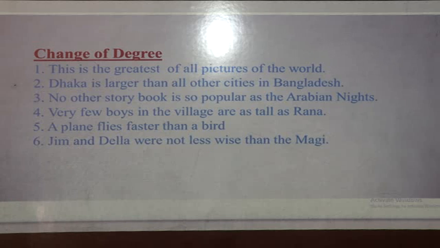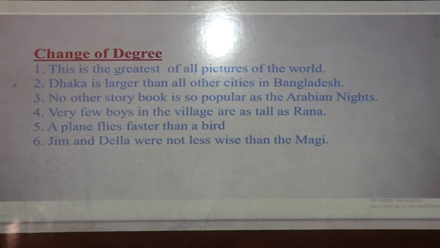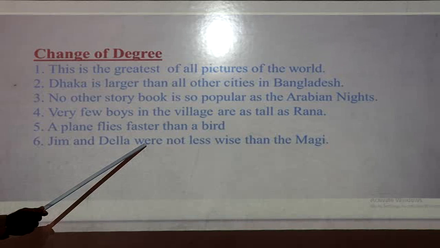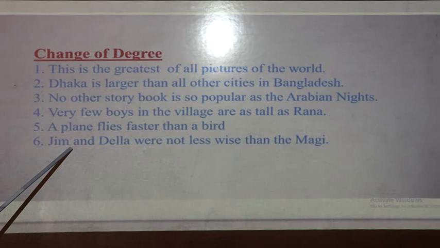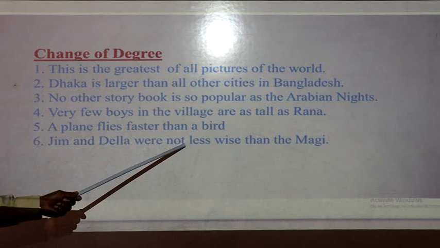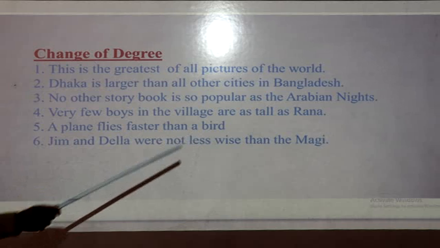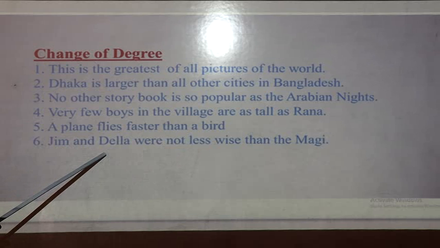It is positive degree. Then number six, Jim and Della were not less wise than the Magi. There is the use of less, so it is comparative degree. We will make it positive degree. The Magi were as wise as Jim and Della. As there is the use of not less, double negative, so we will have to use as. The Magi were as wise as Jim and Della. It is positive.